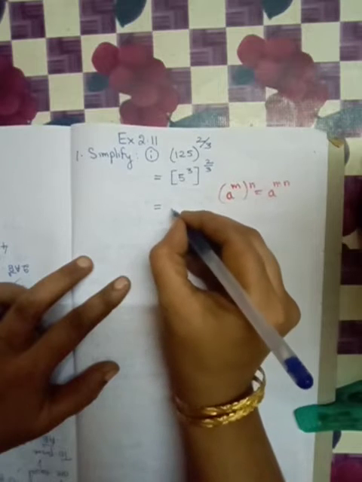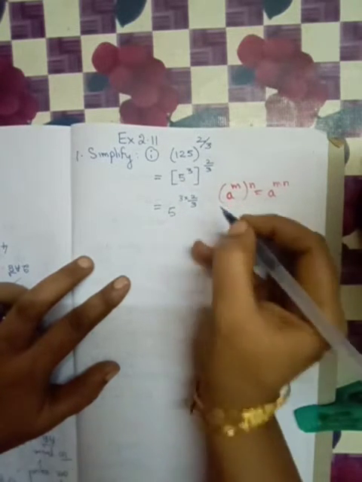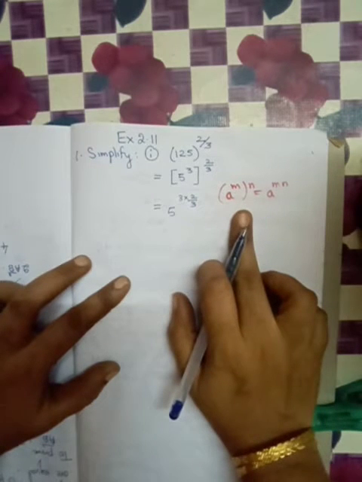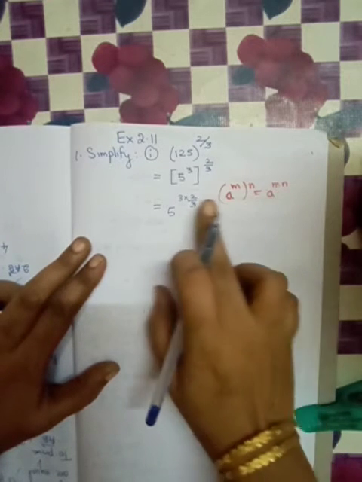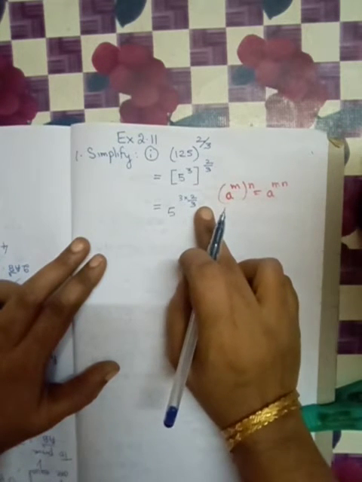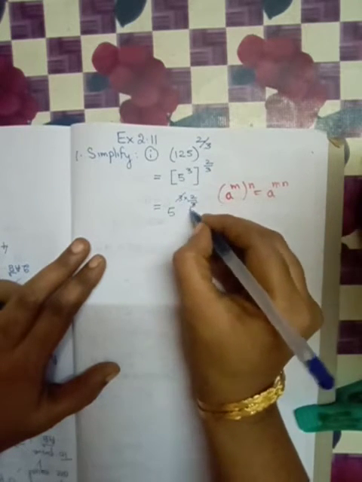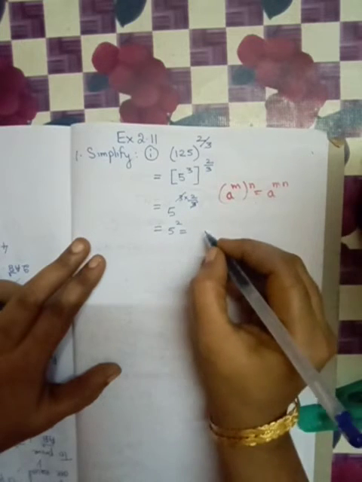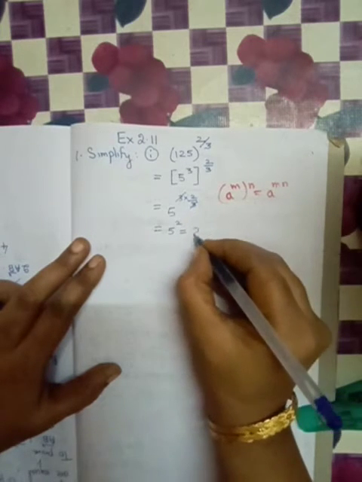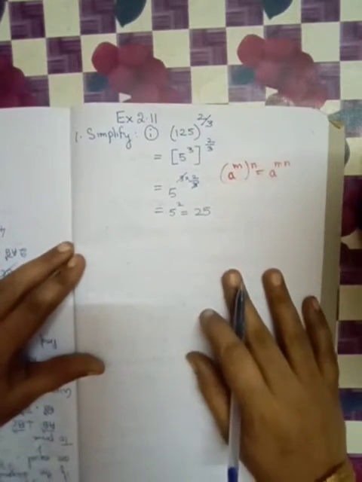So I will have 5 to the power 3 into 2 by 3. According to this rule, a to the power m, outside if you have n, I can write it as a to the power m into n. So 3 into 2 by 3. I can reduce this 3 and this 3. So I will have 5 square. 5 square means 5 into 5. So the answer is 25. So the simplified form is 25.